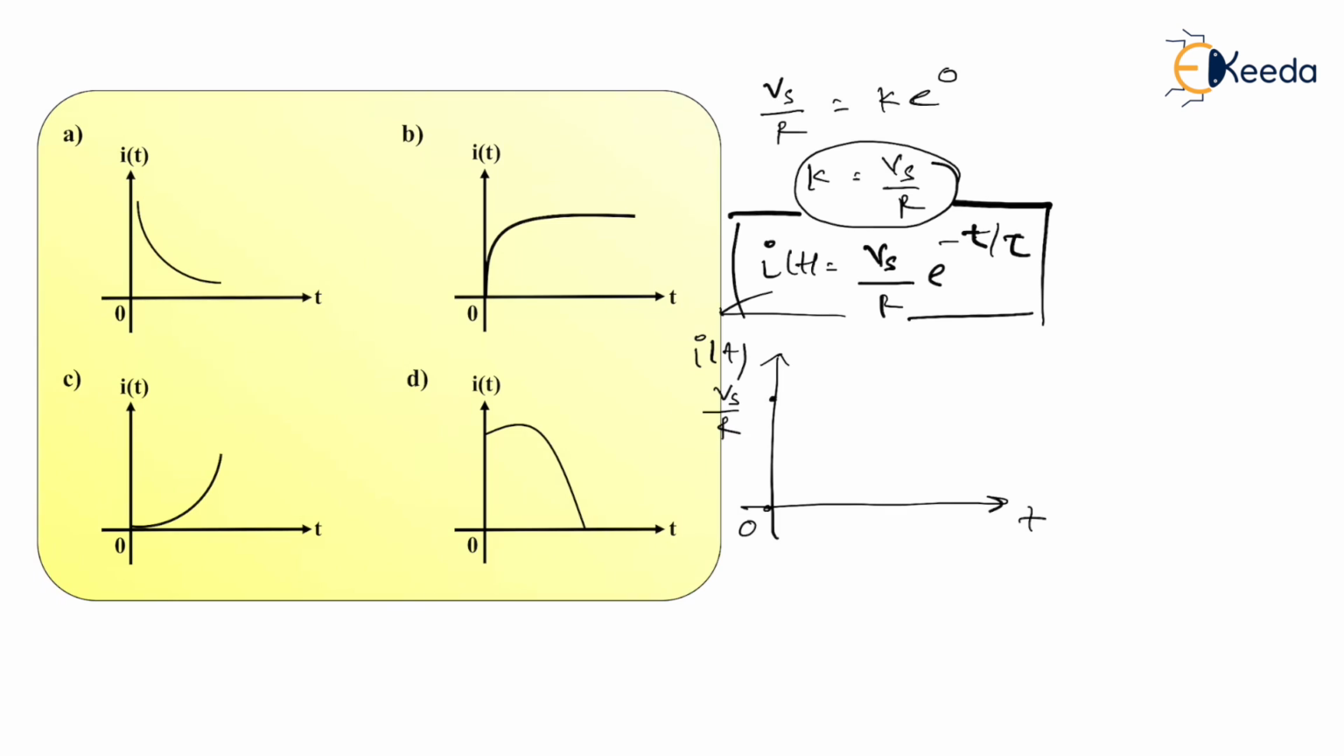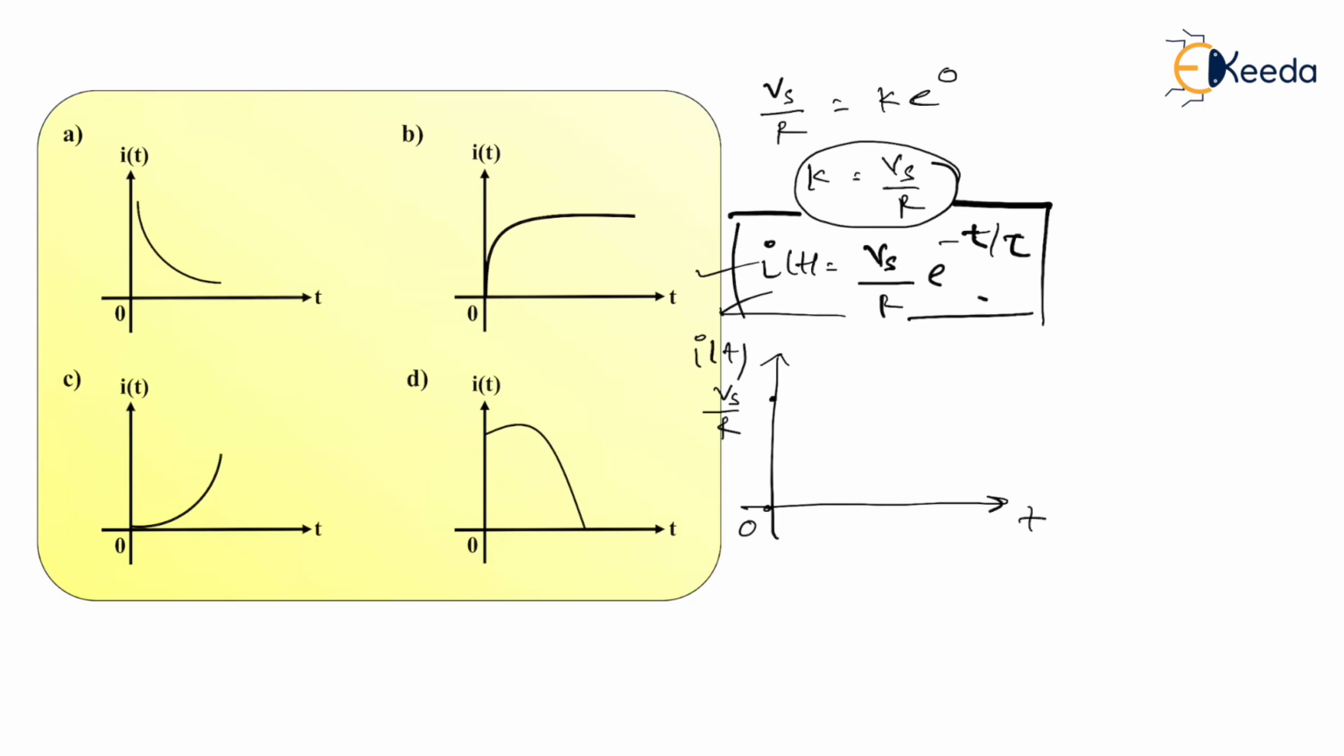This is the initial value. Try to identify the last value, that is the final value. At the final value, you will substitute t tends to infinity. In the above equation, if you substitute t equal to infinity, it will become e to the power minus infinity. You know the fact that e to the power minus infinity is 0. It means this current will become 0 when t tends to infinity.